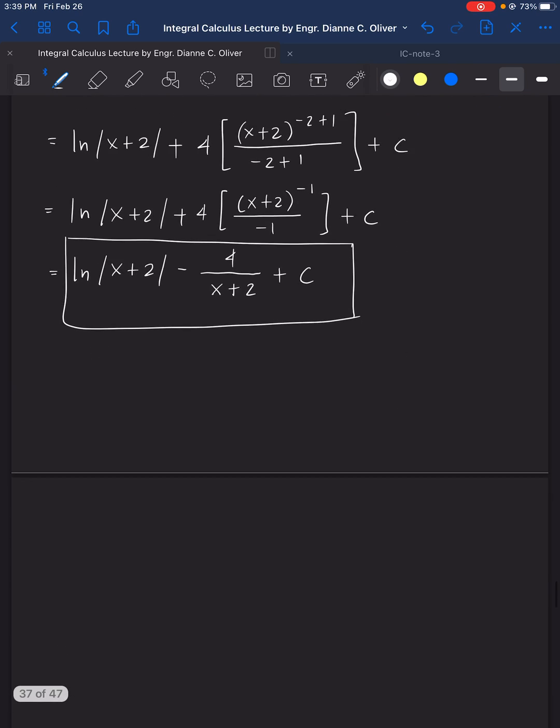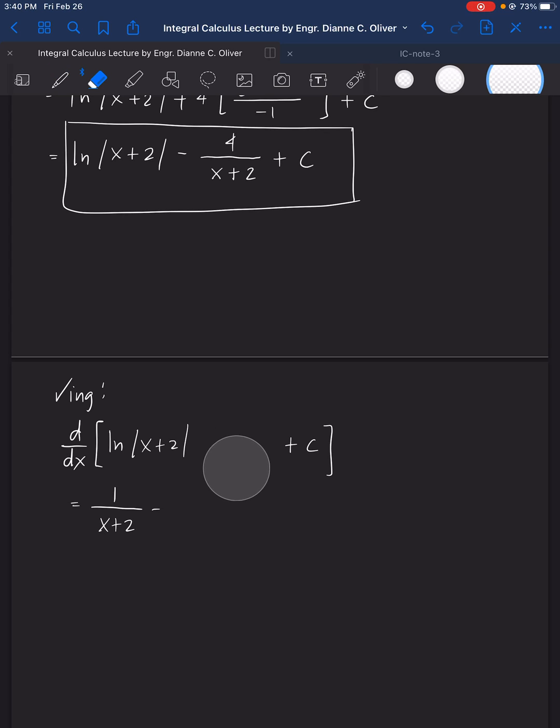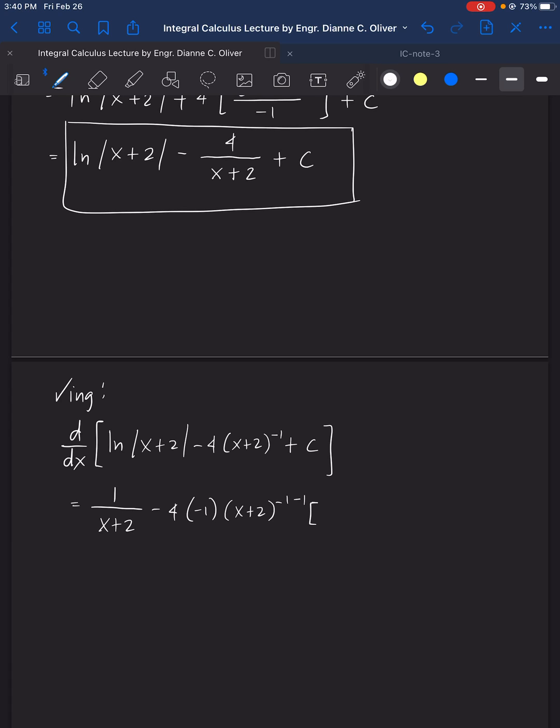Now, checking by differentiation, we have the derivative of the answer, which is ln of (x + 2) minus 4 over (x + 2) plus c. That is equal to, this is the derivative of the u, which is 1 over x + 2, minus, this is actually similar with minus 4 (x + 2) raised to negative 1. So this becomes 4, bring down negative 1, (x + 2) to negative 1 minus 1. Derivative of inside is 1. Plus derivative of c, or constant, is 0.